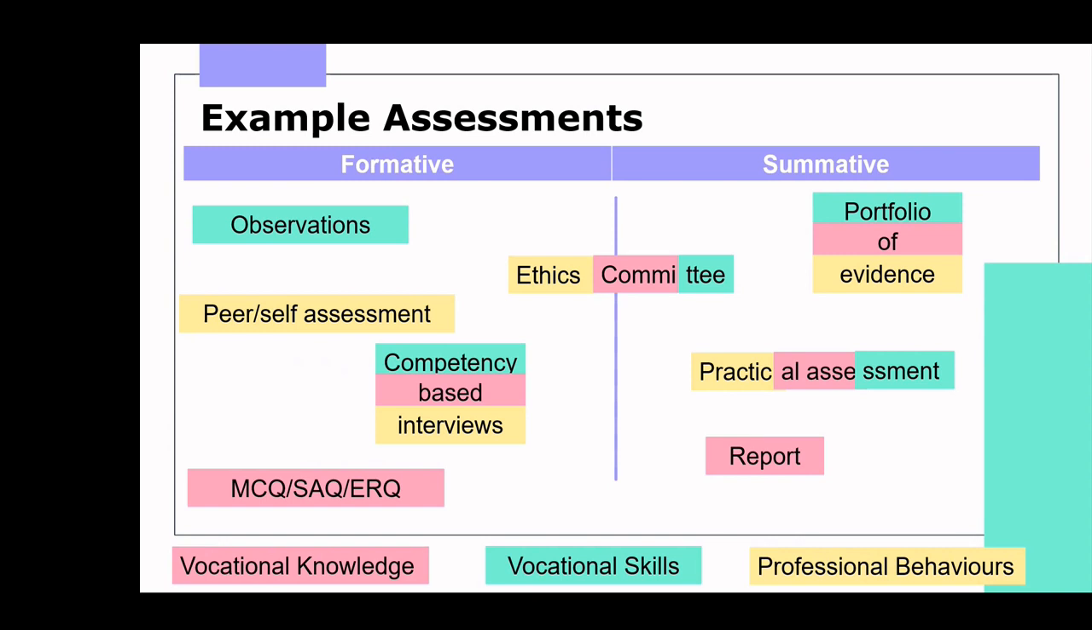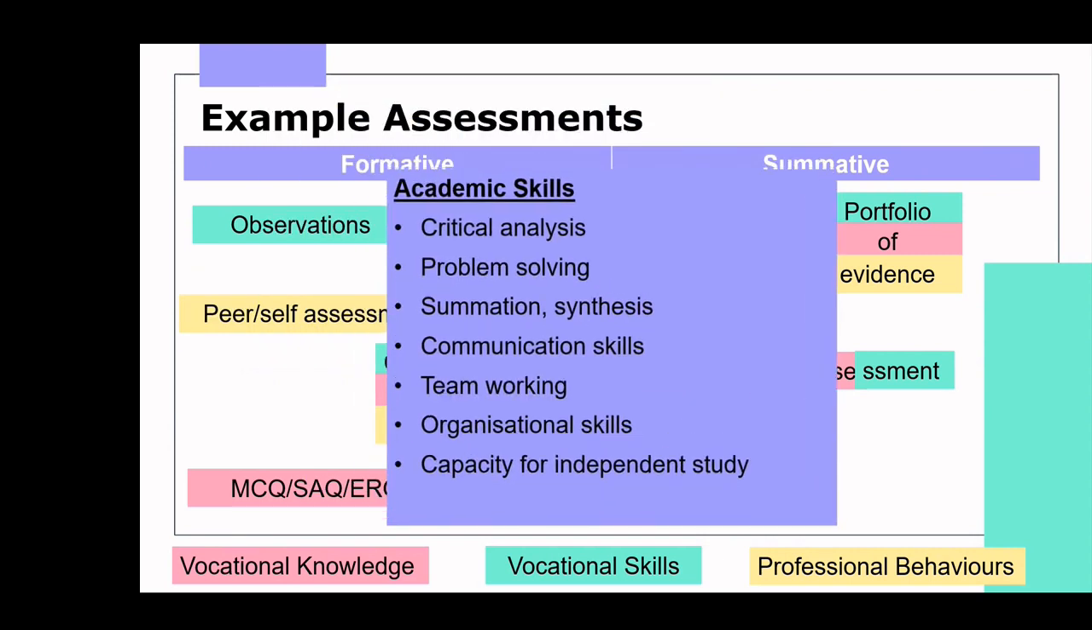Now, some activities are going to just assess one element, for example, peer and self-assessment to assess professional behaviours. Whereas some, such as the practical assessment, can assess all three: vocational knowledge, skills, and professional behaviours. The key is to vary the method and the type of assessment to keep students engaged, but also to capture the learning of students with different learning styles. And also, as with the case of all these assessments, we will be including academic skills in the formative assessments, those ones that we mentioned earlier.